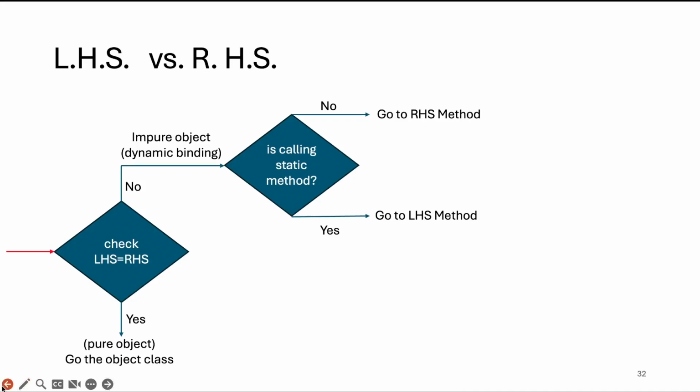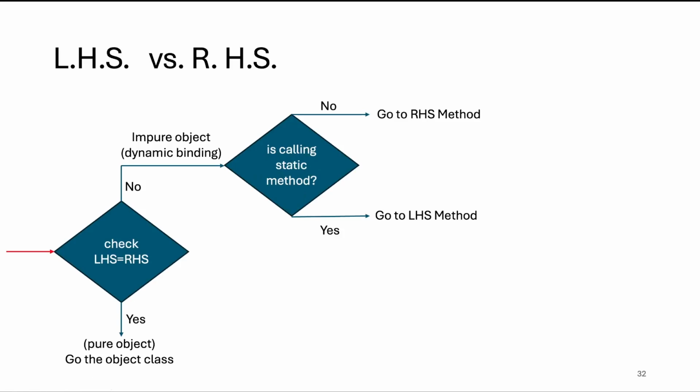If you notice that the LHS and RHS are different, that means you are creating the object for a child class and assigning it to a parent, then you think of it as an impure object and we have to perform dynamic binding. So when you are doing dynamic binding, you have to check the method.